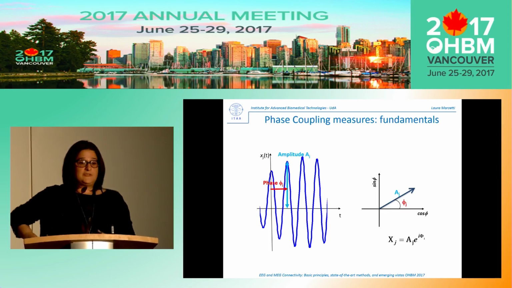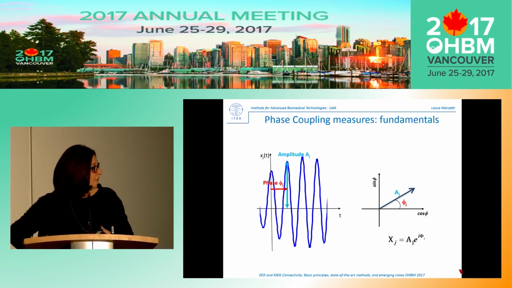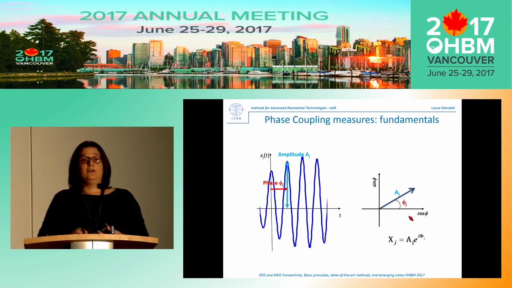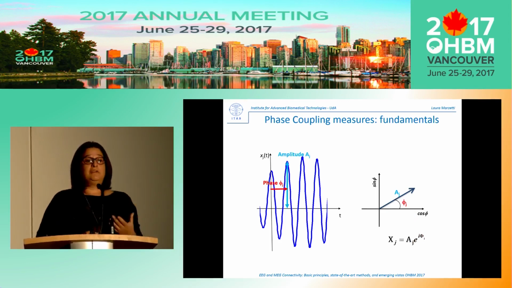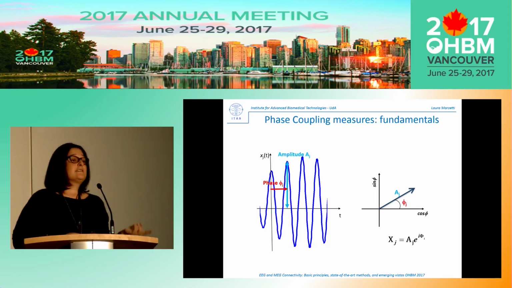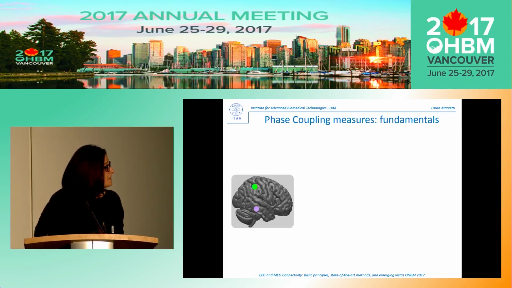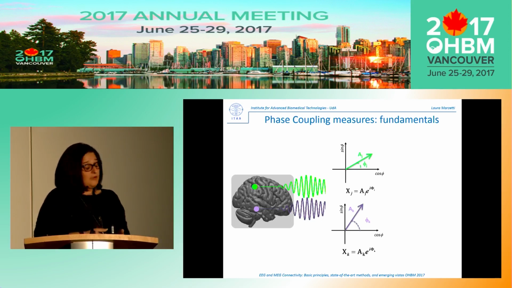And if you want to put some maths in it, you can write this vector in this way. So this is the amplitude, and this gives you the relationship of the quantity with the angle. But now, what we are really interested in is not just one signal and these amplitude and phase characteristics, rather the coupling between two signals. So we have the same story.